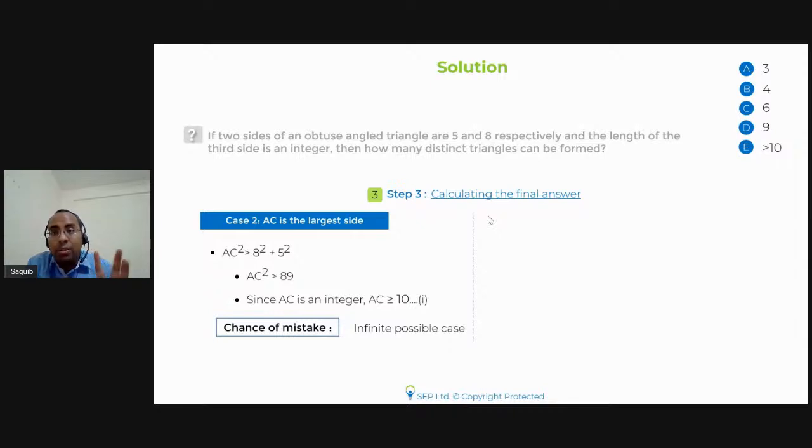And notice how these options have been created. These have been created keeping in mind the kind of mistakes that you'll make. So make sure that every trap is set. But if you are methodical, if you remember that I need to use both the rules, then you'll never make a mistake.